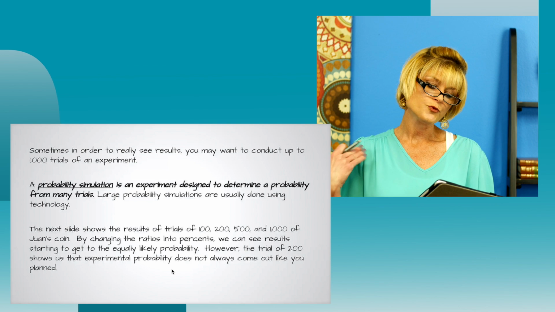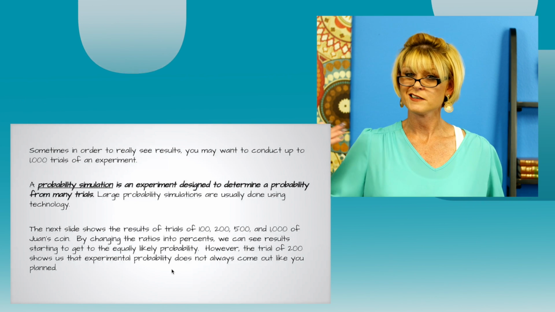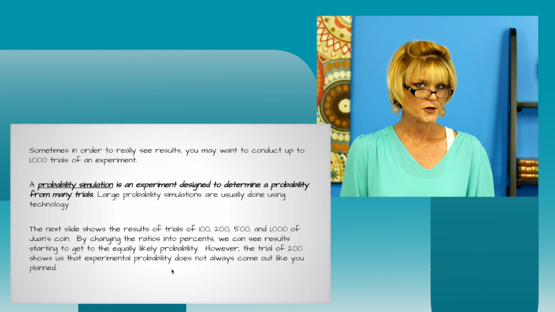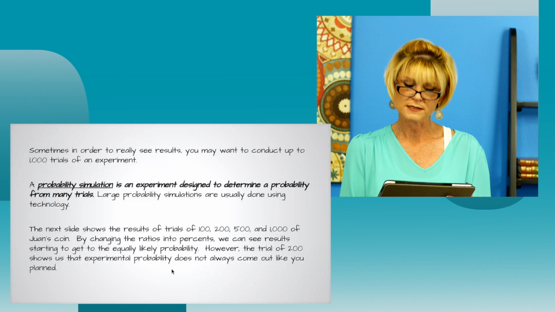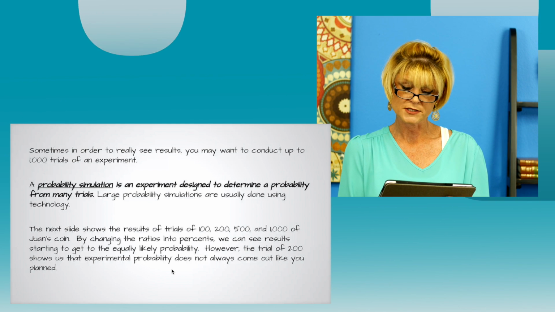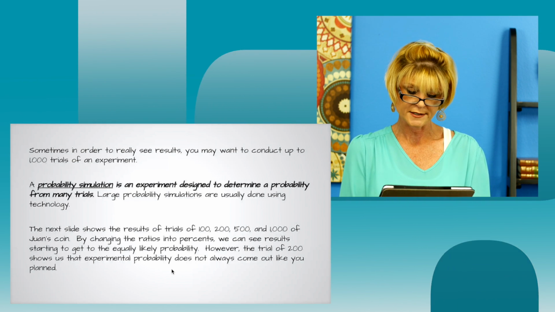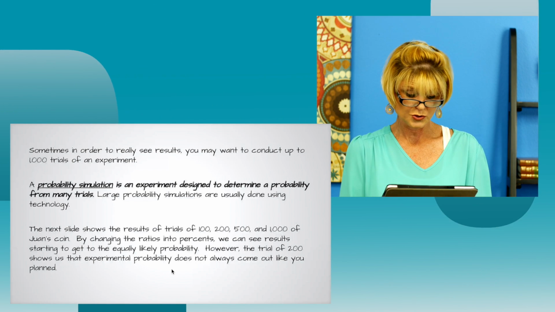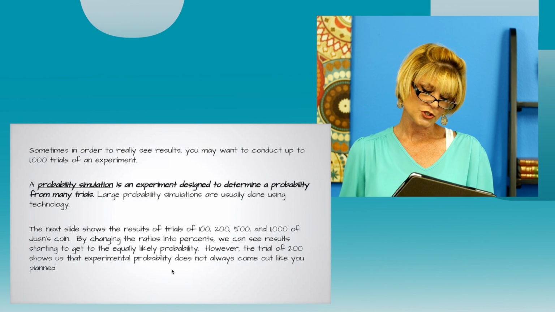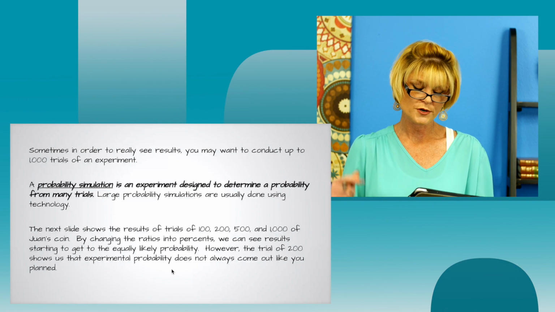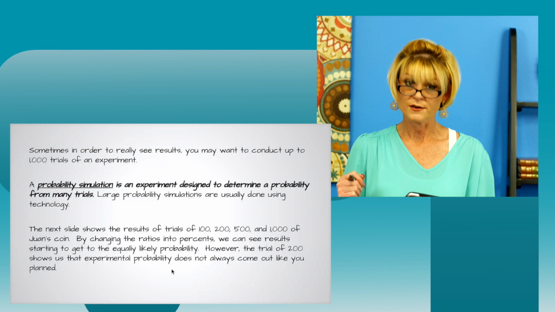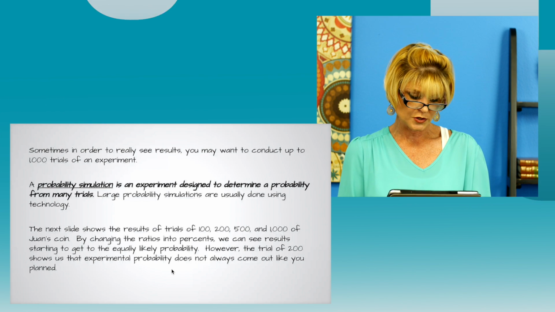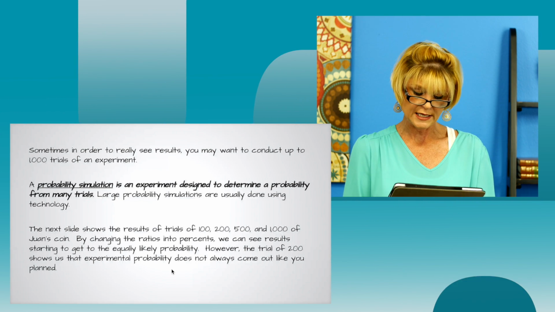Sometimes, in order to really see results, you may want to conduct up to 1,000 trials of an experiment. Here's another important term to write down. A probability simulation is an experiment designed to determine a probability from many trials. Large probability simulations are done a lot of times using technology. The next slide shows the results of trials of 100, 200, 500, and 1,000 of Juan's coin. By changing the ratios into percents, we can see results starting to get to the equally likely probability.